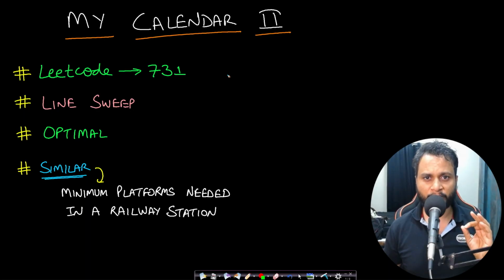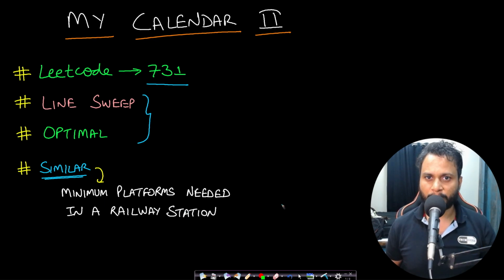Hello guys, welcome back to TechDose, and in this video we will see the My Calendar 2 problem, which is from Leetcode number 731, and we will be seeing the optimal line sweep algorithm here. And one similar problem which you can watch after having completed this video would be the minimum platforms needed in a railway station problem.